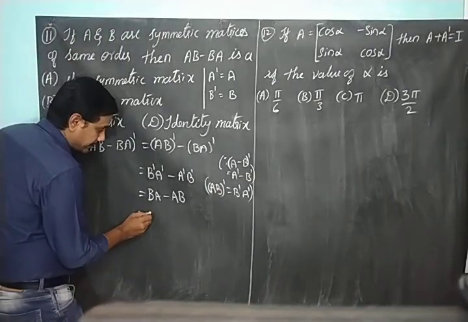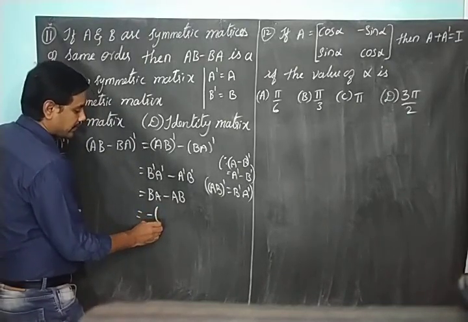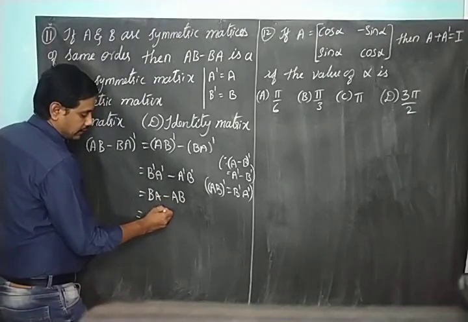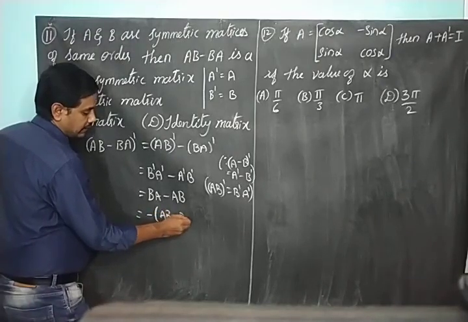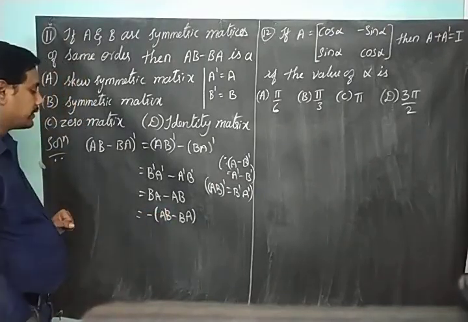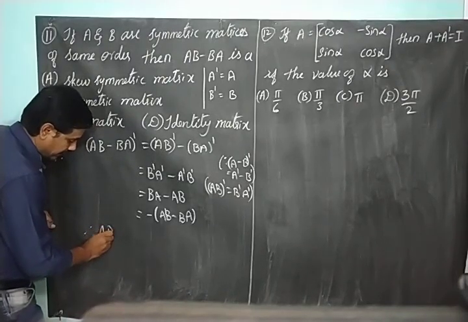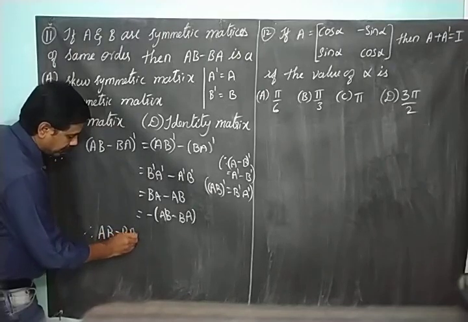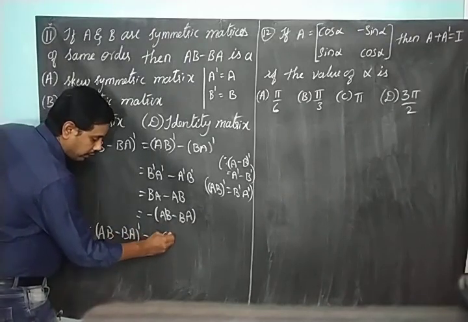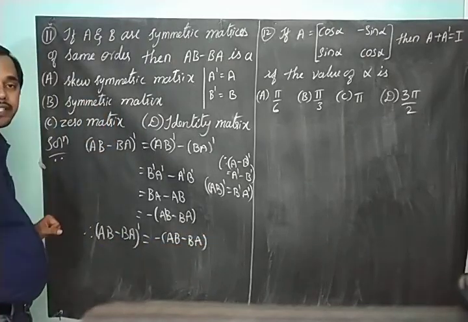So if I take this negative sign outside, what happens inside? Positive becomes negative, negative becomes positive, or this gets reversed. So it becomes AB minus BA. Fine. So I can write (AB minus BA) whole transpose is equal to what we got: minus of (AB minus BA).